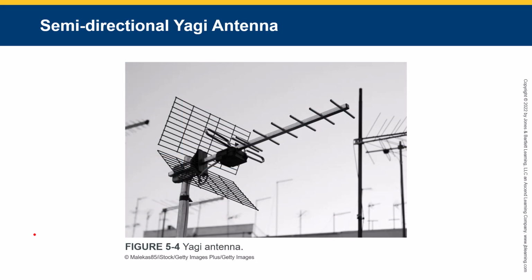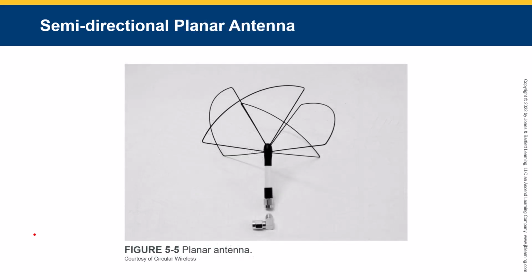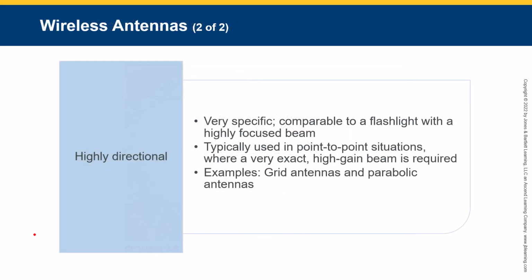Here we have an example of a Yagi antenna that's going to be more directional. Here we have a planar antenna. This is going to be more omnidirectional. We have a highly directional, or very specific, one. Again, that's going to be more of a point-to-point. That's going to be the more narrowly focused one.